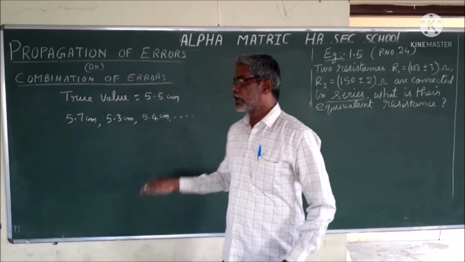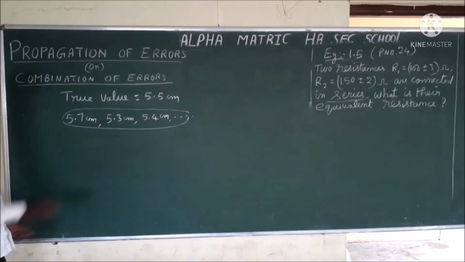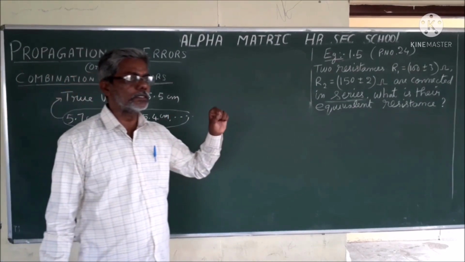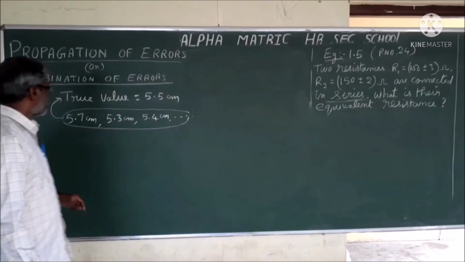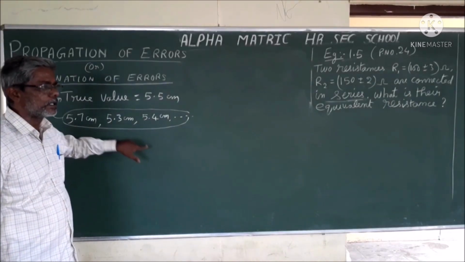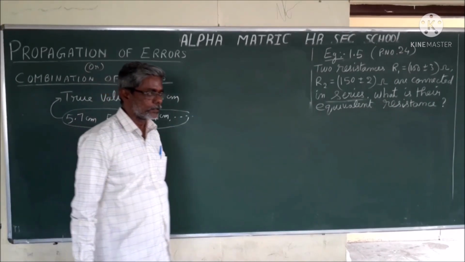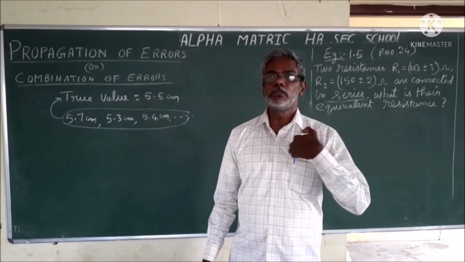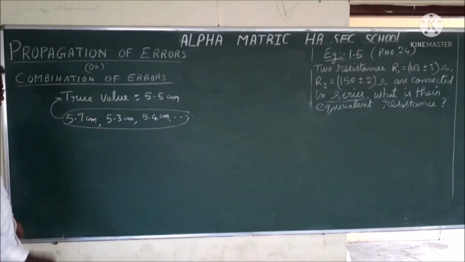When I am comparing these values with the true value, are they equal? No. So there are some errors while I am taking the reading. So if I substitute these values in the formula, the result will have some error. Error in the result is due to individual measurement. The second one is the nature of mathematical operations.